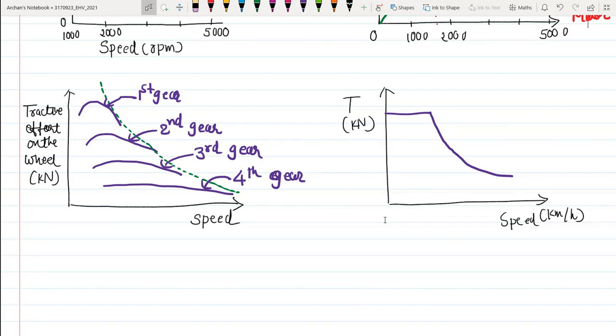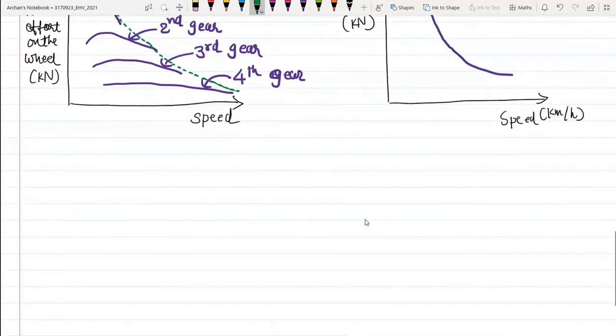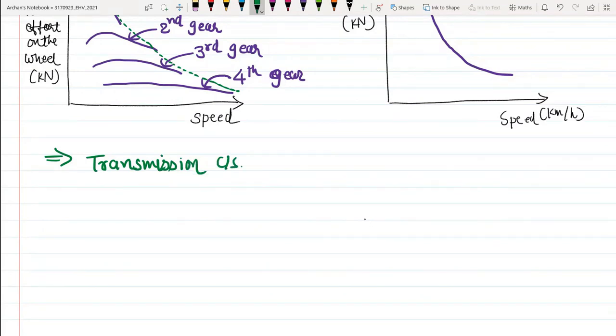Now, similarly, if you want to predict the behavior of the system, then you also need to know the characteristic of the transmission. So the second thing you need to know is the transmission characteristics, and this basically is of the mechanical side, automobile side. The transmission requirements of a vehicle depend on the characteristics of the power plant and the performance requirement of the vehicle.